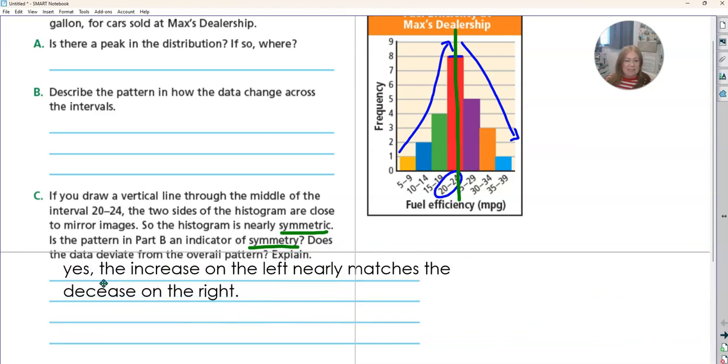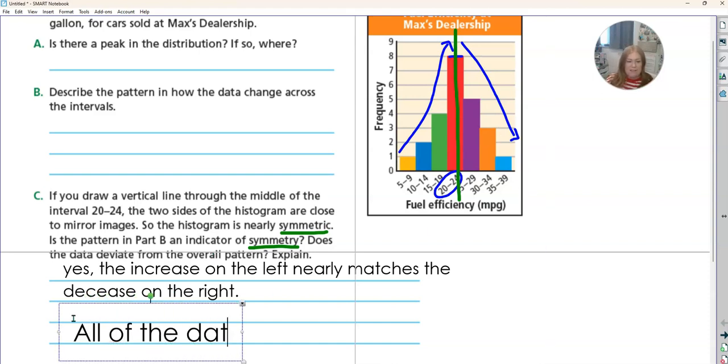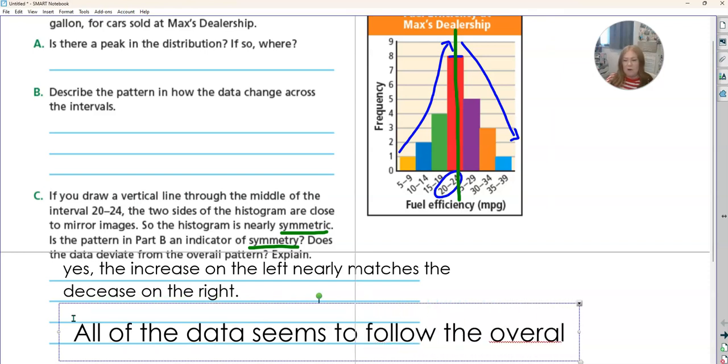And is there any data that deviates? That means goes away. So do we have one that's not fitting into the pattern? No, not really. It seems to go up and then down. So all of the data seems to follow the overall pattern. There's not one that's like, oh, that one's really high when everything else around it is low or anything like that. So it all seems to follow that overall pattern there.